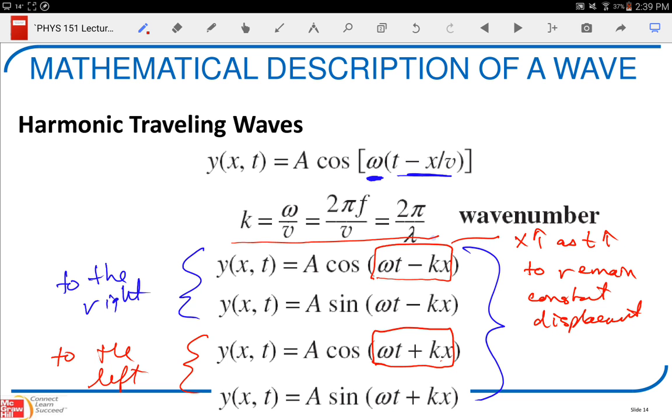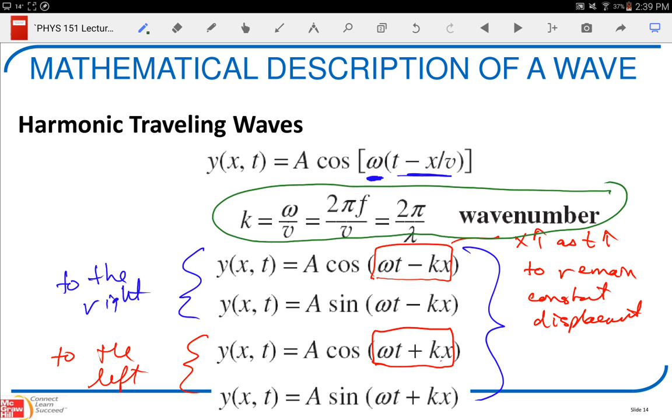Finally, a lot of people, especially in chemistry class, have learned about things called wave numbers. The wave number is actually a number that tells you the wavelength. The wave number is the angular velocity divided by the speed at which the wave is traveling.